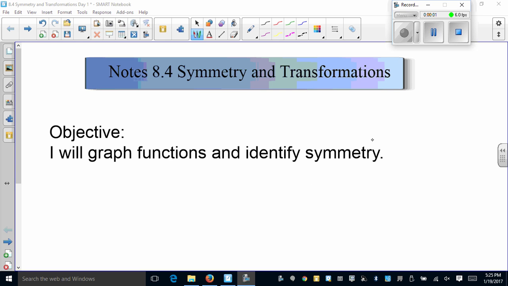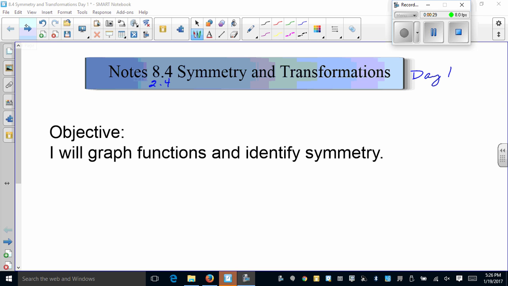8.4, this is day 1, so 2.4, day 1. So I'm putting it on here. There will be 2 separate assignments. At the end of day 1, there will be an assignment, and at the end of day 2, there'll be a separate assignment. So your objective on this one is to be able to graph functions and identify symmetry. And it's going to be more along the lines of identifying that symmetry.